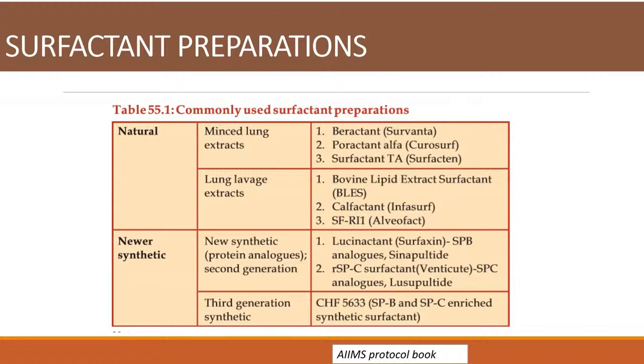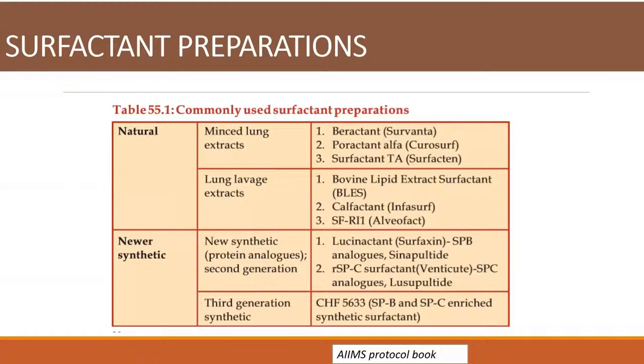The natural surfactants can again be minced lung extracts, where the lung extract of the animal might be minced and treated with agents like chloroform before extracting surfactant, including Survanta, which is a bovine lung extract, and Curosurf, which is a porcine lung minced extract, and Alveofact, which is also bovine-based. On the other hand, we could have lung lavage extracts like BLES, bovine lipid extract surfactant, also called NeoSurf, commercially available, and InfaSurf.